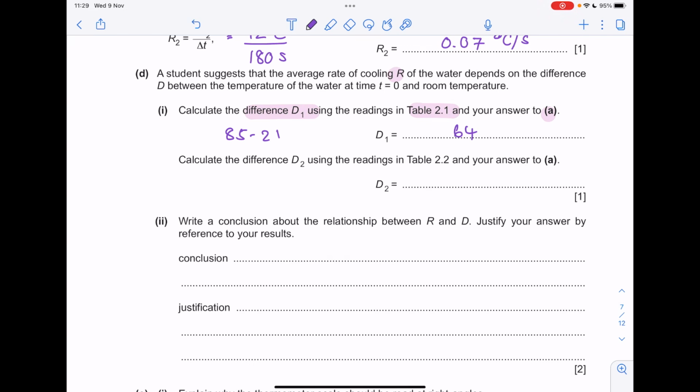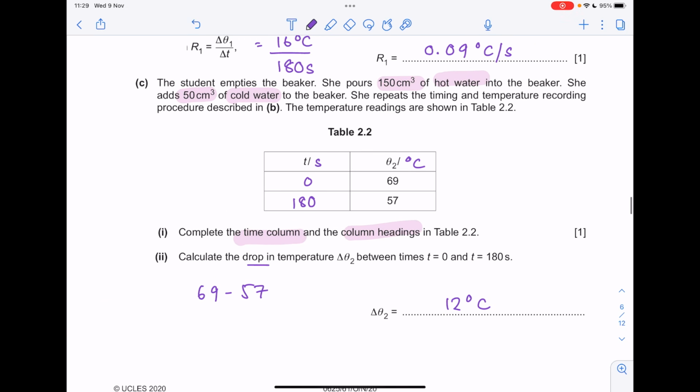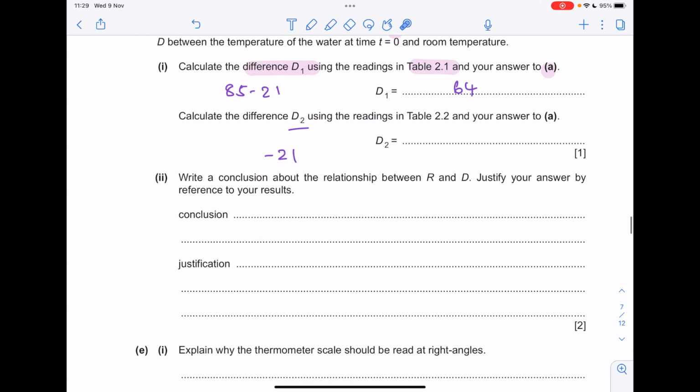Calculate the difference D2 using the readings from table 2.2 in your answer to A. So we know that answer to A remains 21 degrees. What about 2.2? Well, this time we started at 69. So our answer here is 48.